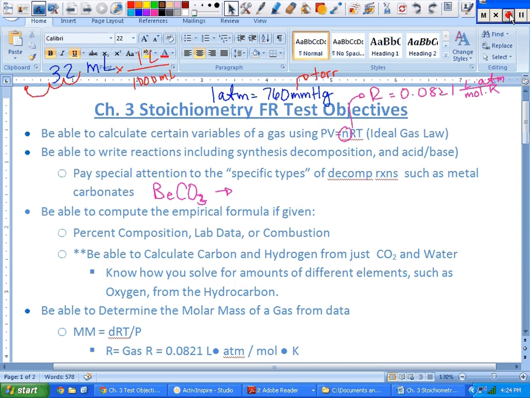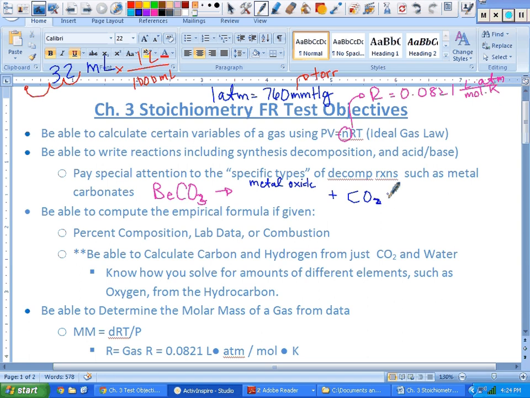Again, special type of reactions such as metal carbonates. Does anybody remember what this will decompose into? It's going to be a metal oxide. Very good, Bryce. Metal oxide, and I'm telling you this now, plus CO2. In this particular example, please listen. In this example, what would your metal oxide be?